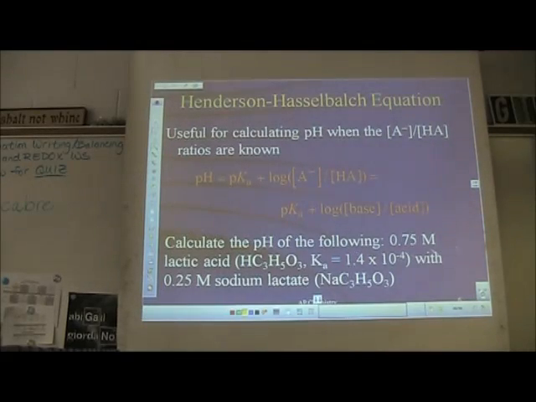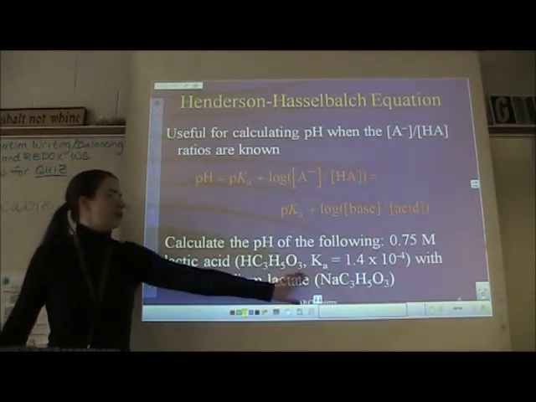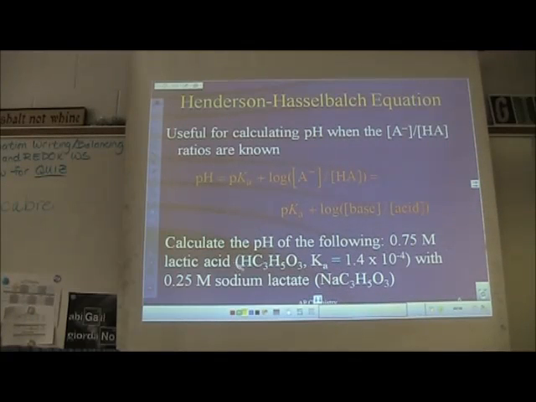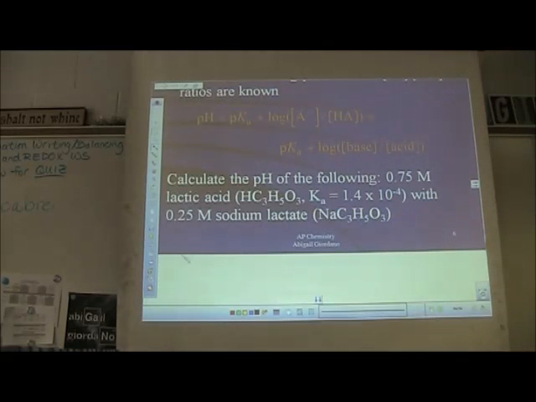Calculate the pH of the following. 0.75 molar lactic acid. Ladies and gentlemen, this is what makes your muscles sore after you work out. Strong or weak? Weak. I've also got sodium lactate. Acid, base, salt. What is this? A salt containing the conjugate base of this acid. Is it a buffer? Yes. You got it. Which means we can use Hendy-Haas.